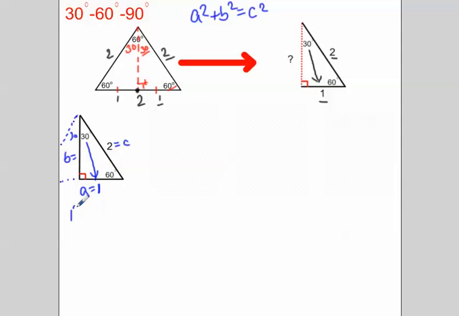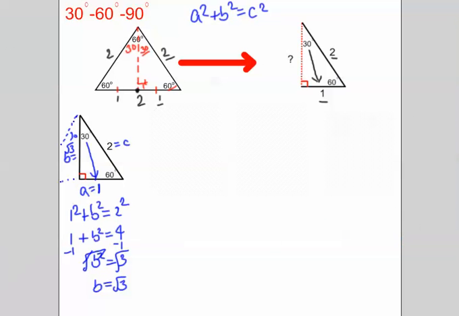So let's go with 1 squared plus B squared equals 2 squared. 1 squared is 1 times 1, that's 1, plus B squared equals 2 times 2, which is 4. I need B by itself, so I need to first undo what's being done to it. 1 is being added, so I need to subtract 1. B squared now equals 3. So to get the B by itself, I have to take the square root of both sides, and remember the square root and the square cancel each other out. So I get B equals the square root of 3. Okay, once again, I don't see anything special yet, but I will, I promise.